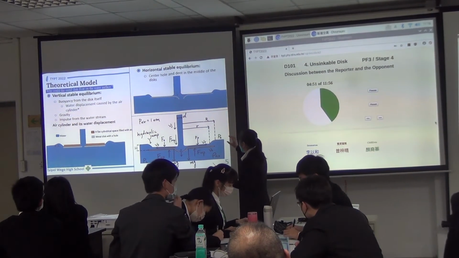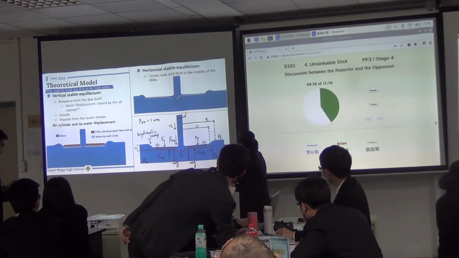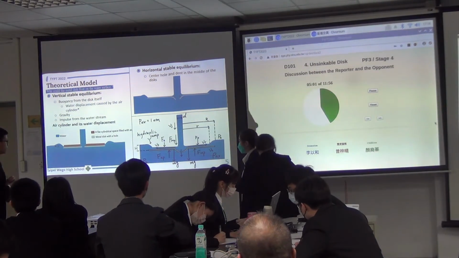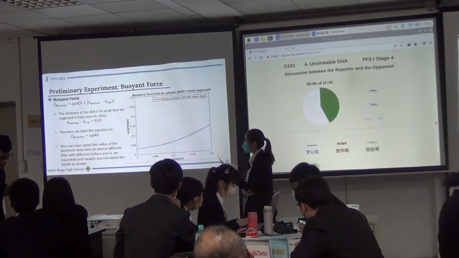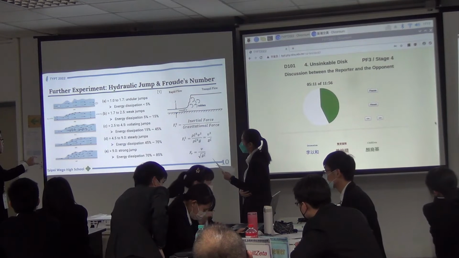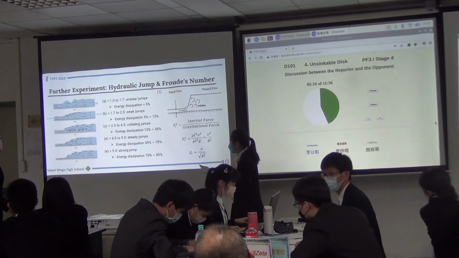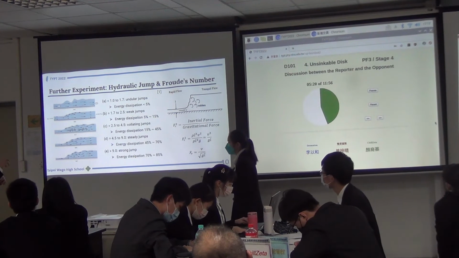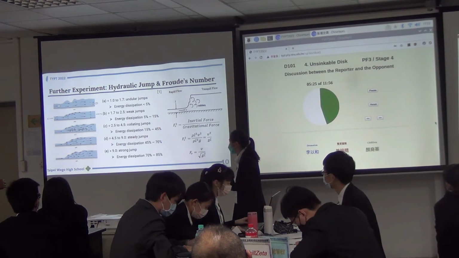What about the type of the hydraulic jump? Do you think what parameters make a difference to the hydraulic jump? The hydraulic jump height is determined in part through the Froude number. And we can actually calculate from the Froude number whether a hydraulic jump will be present. So in your experiment, the hydraulic jump height is always the same.